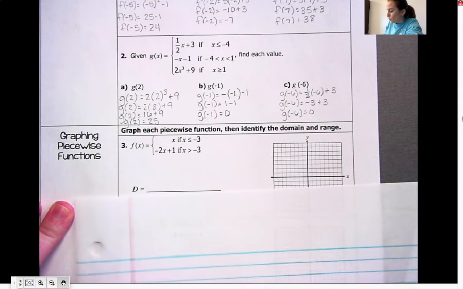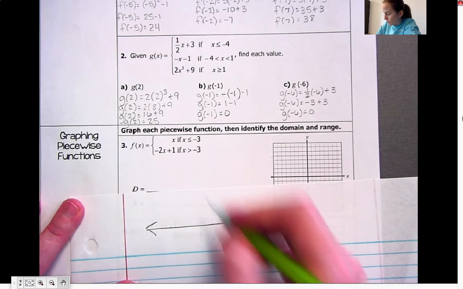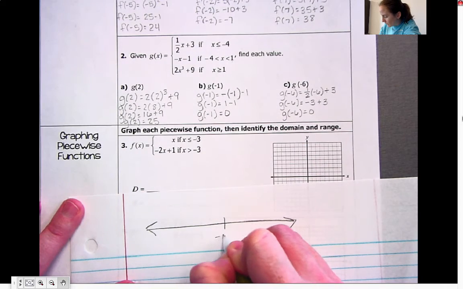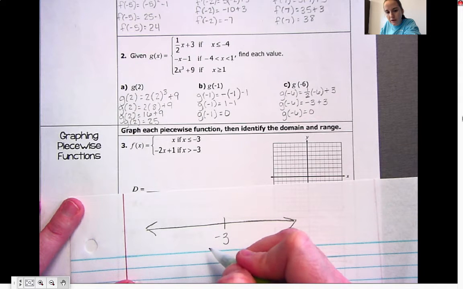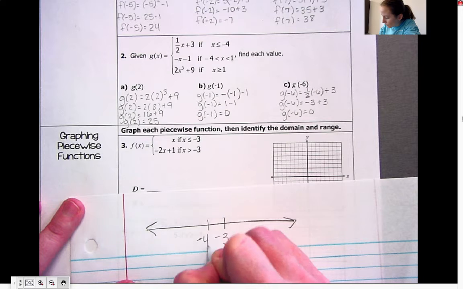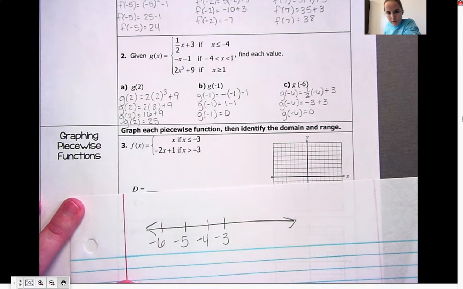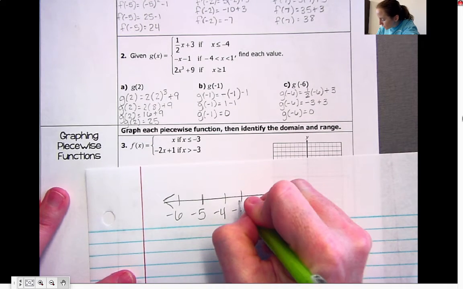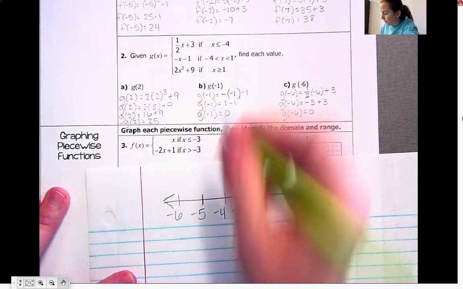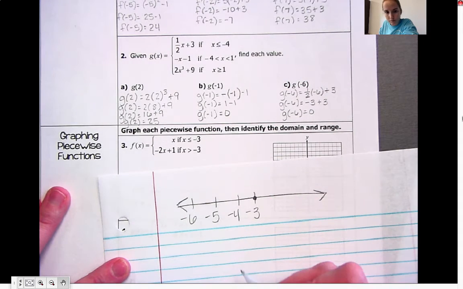And if it helps you, you can take a look at a number line and say, okay, negative 3 is the value that they're really looking at. All right, so I need some values that are less than negative 3. So negative 4, negative 5, negative 6. This helps you to see it on the number line. So at negative 3 or equal to, I can use this information here. Okay, so let's see what happens when x is negative 3.